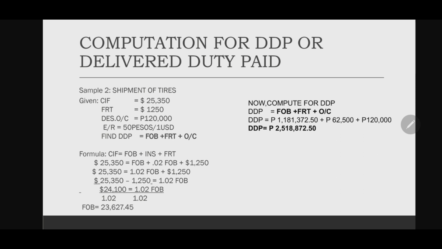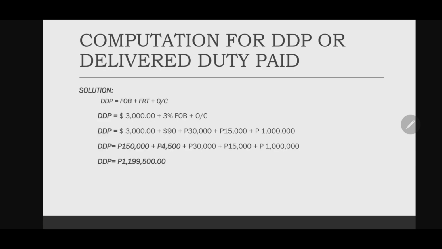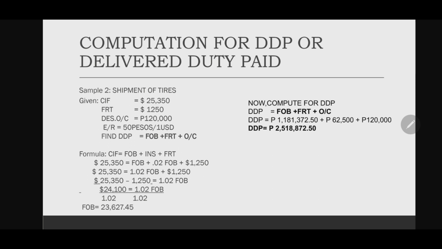Okay, by the way guys, some problems have different givens, like sometimes the given are the CIF or the CFR, and you just need to look for the value of the FOB. But if the given is CPT and CIP, you just need to look for the value of your FCA first for you to be able to compute for the D group. Okay, so in this case, your CIF is $25,350, freight is $1,250, destination other charges is 120,000 pesos, exchange rate is 50 pesos for $1 US.